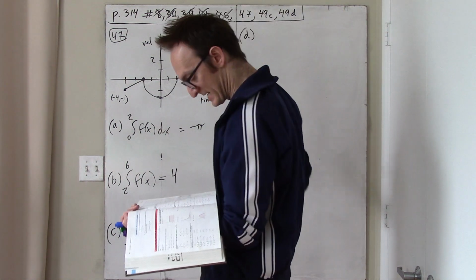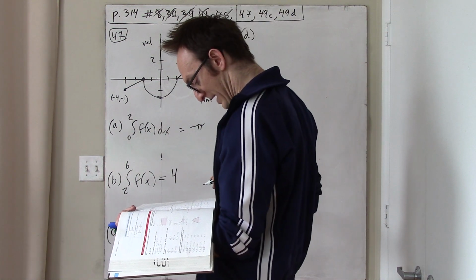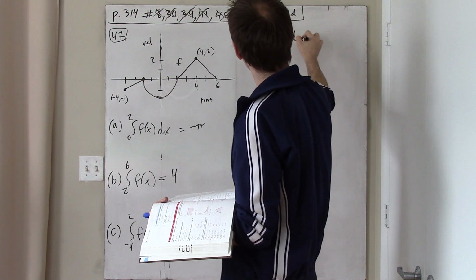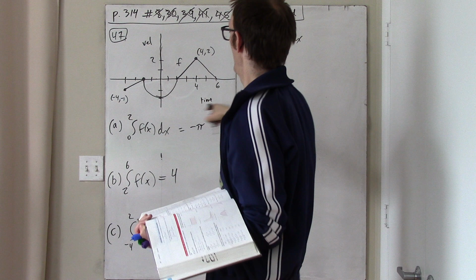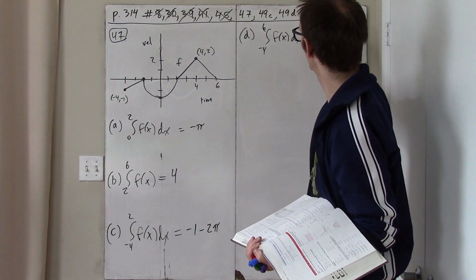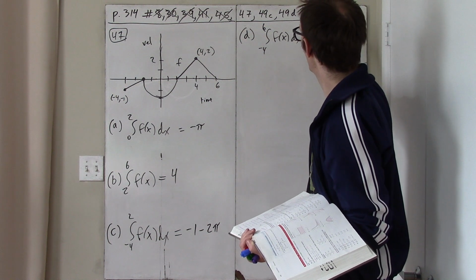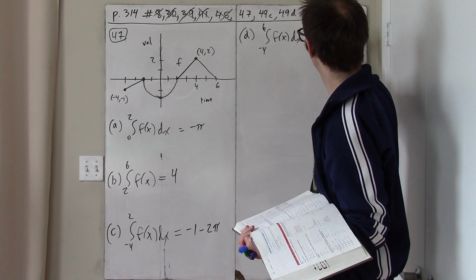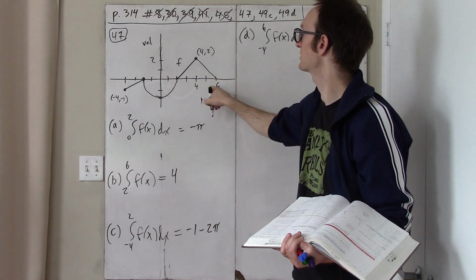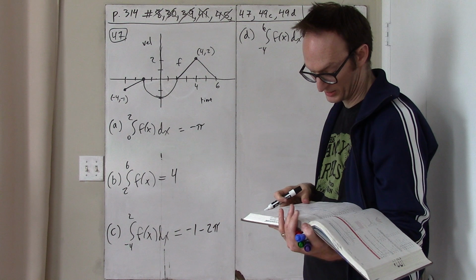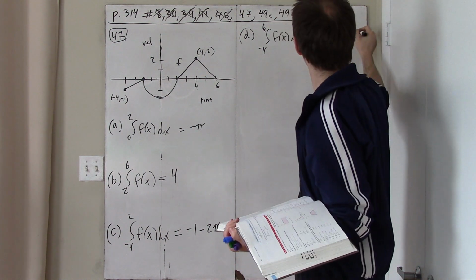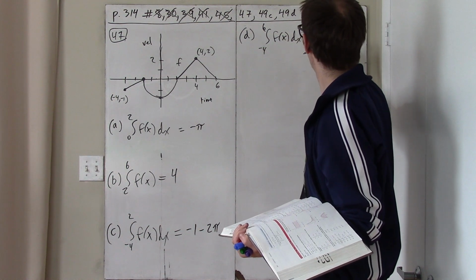Okay, what's the integral from negative 4 to 6? Negative 4 to 6. Answer, so basically the entire thing. Well, I sort of have done this already, right? It's going to be negative 1 minus 2 pi, but then plus this, which just has area 4. So the answer is 3 minus 2 pi.